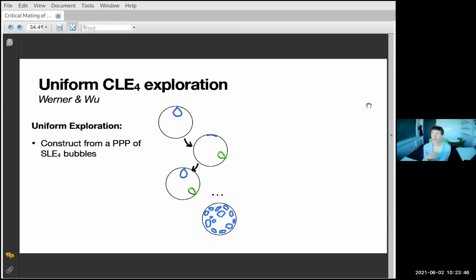So this is a bit of a simplification, but suppose at some time you've discovered some amount of your CLE4. At that point, you'll have drawn a load of loops in the domain, and there'll be some remaining to be explored domain. Then suppose you have the next bubble. That doesn't really make sense, but you have another bubble in your sequence that you want to add in.